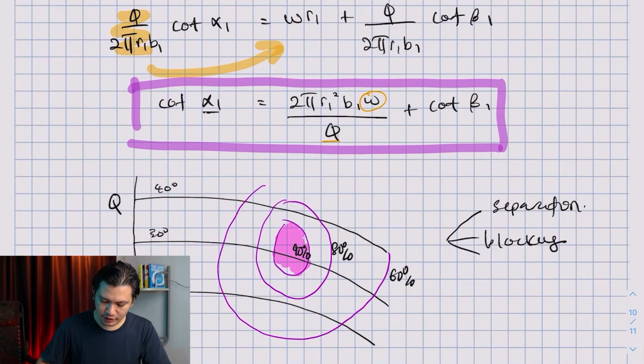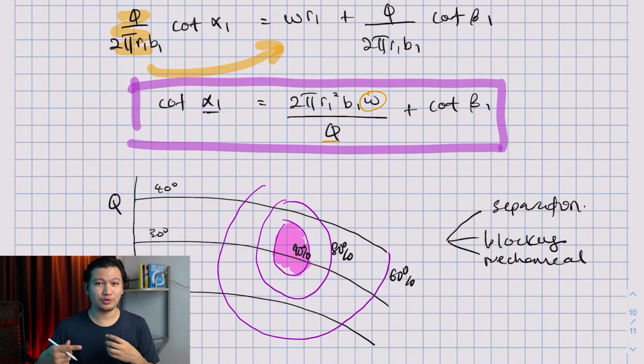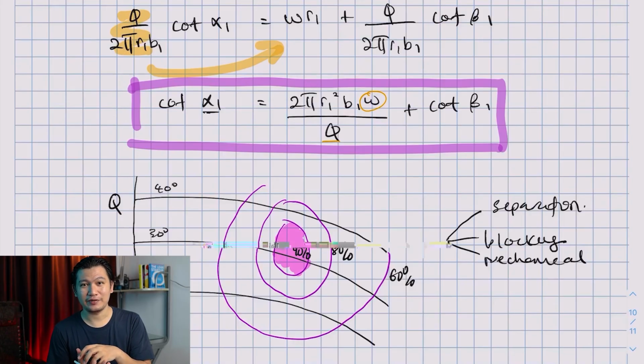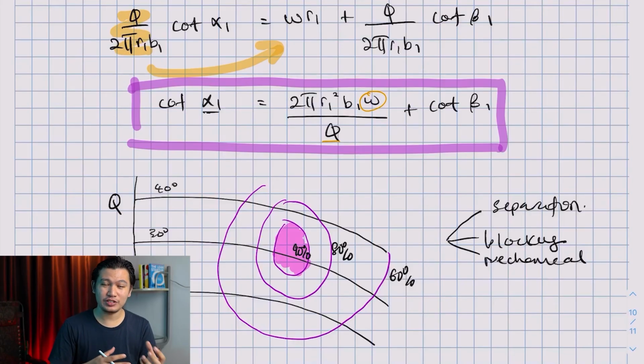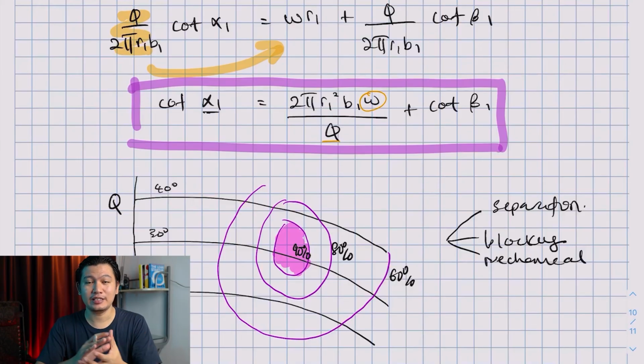Another reason for inefficiency is mechanical. Because this is a mechanical object, it has to rotate, so it sits on a bearing. This bearing might have inefficiencies. You may also have friction on the other parts of the turbine. So these are the three main reasons why the turbine has inefficiency.